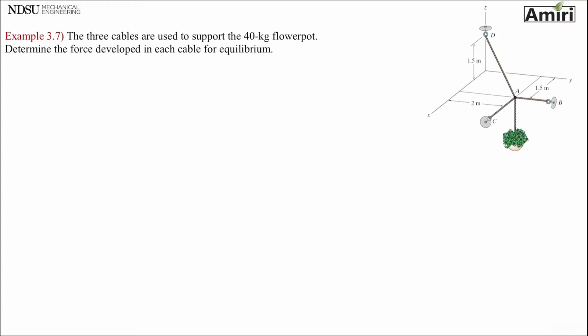Okay. This is a problem of equilibrium of a particle. Same as before, step one is to draw free body diagram of your particle. So let's see, which point would you pick as your particle? I would pick point A because all DA, AB, AC, and A to the pot are going through this point, so that would be a good point for me. So let's do it in free body diagram.